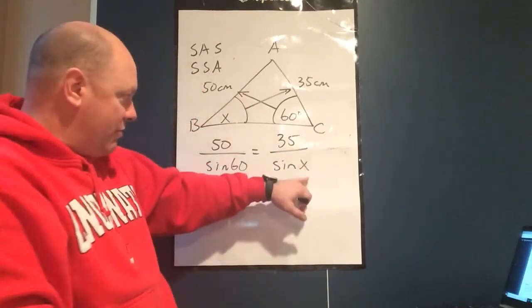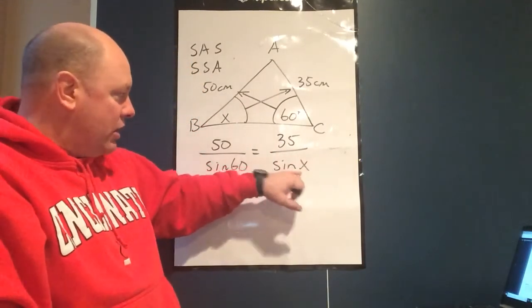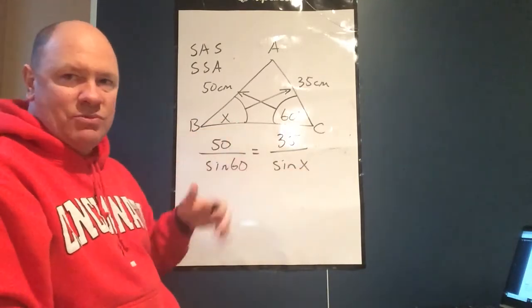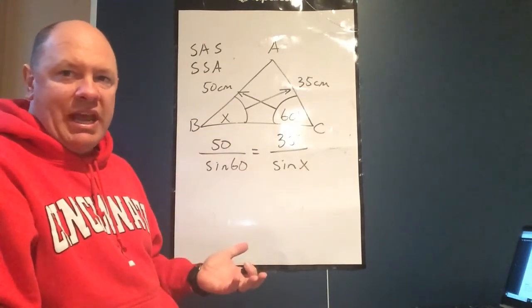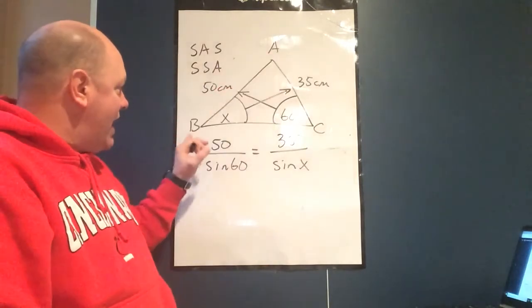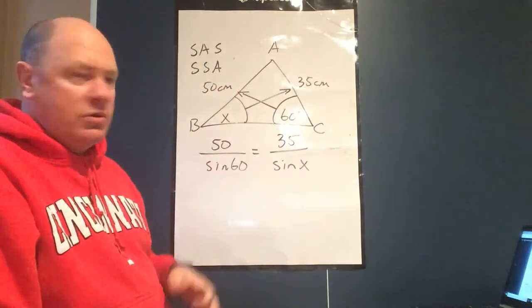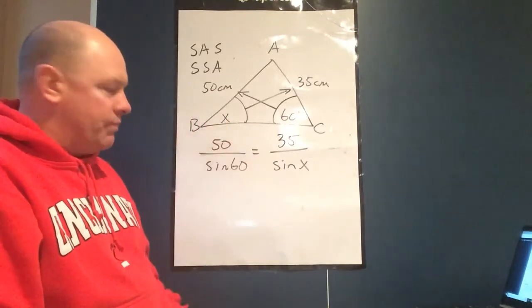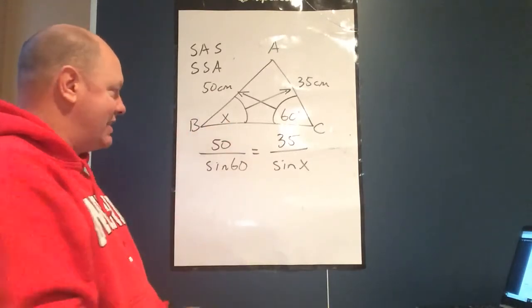Now that X, remember that X is an angle. It could also be B. I could also put sine B right there because that's really essentially what that angle is. But sometimes you don't have these vertices that are given to you. So you could just put that as X as an angle that you're searching for. Okay, so let me show you how to set this up.